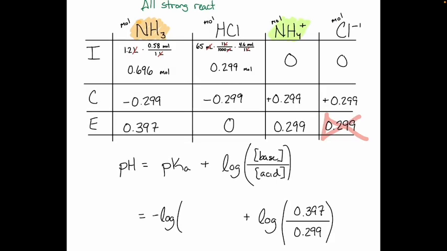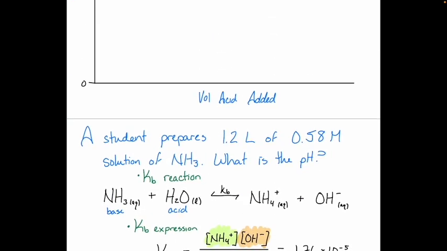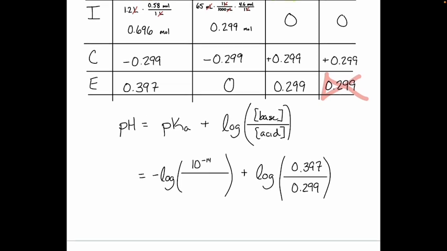So that's what I'm going to have to do in my Henderson-Hasselbalch equation. I'm going to take that magic 10 to the negative 14 number and divide it by that Kb that we looked up. We looked it up before: 1.76 times 10 to the negative 5. So that's going to go in the denominator.